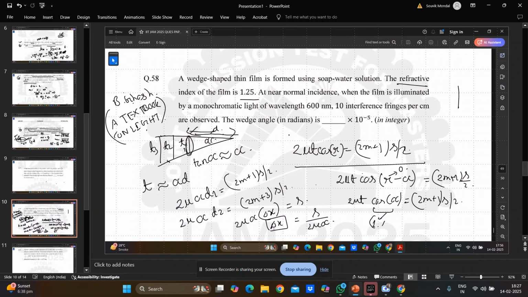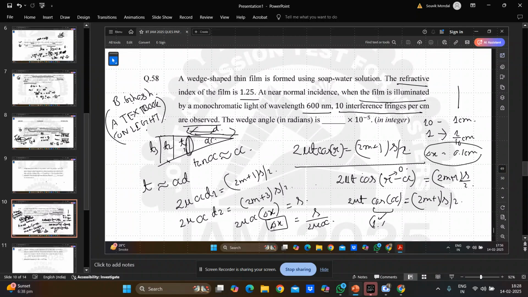Now what is the information given in here? Let's see. The film is illuminated by monochromatic light of wavelength 600 nanometer, wavelength is given. 10 interference fringes per cm are observed. So 10 fringes in one cm. So what is the fringe width of one fringe? One fringe has how much width? That is 1 by 10 cm, right? So your delta x is simply 0.1 cm.